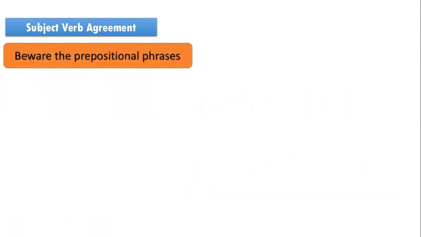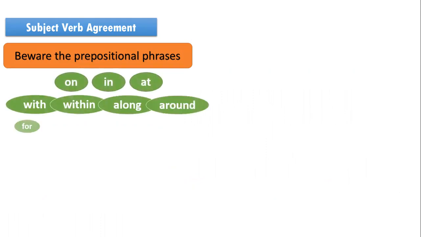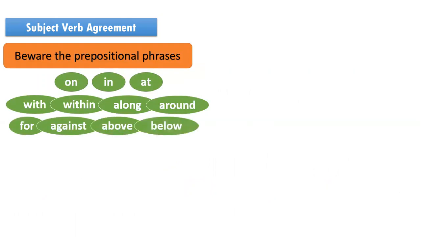Let's see. Beware the prepositional phrases, ya shabab. Be very careful when you have a prepositional phrase in your sentence. What do we mean by prepositional phrases? Let's see. What are these, ya shabab? On, in, at, with, within, along, around, for, against, above, below. What are these words? Are they verbs, nouns, adjectives, prepositions, adverbs, or what? Do you know what these are called? Hello? What do we call these words?